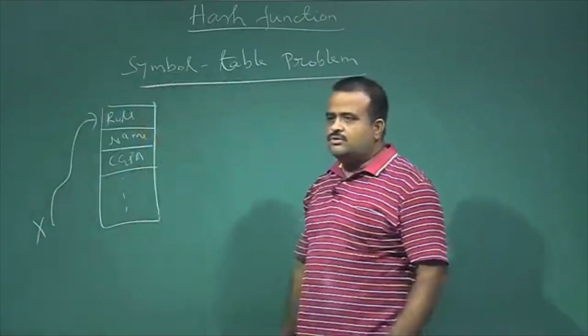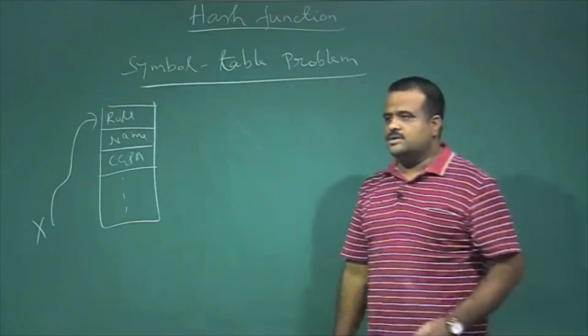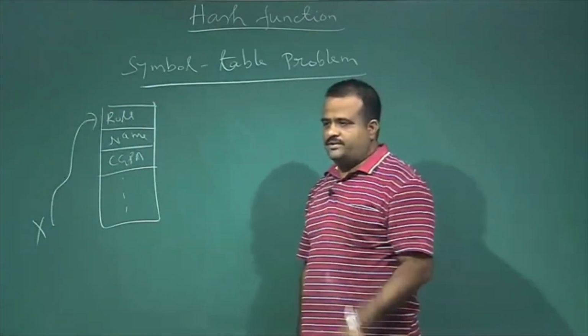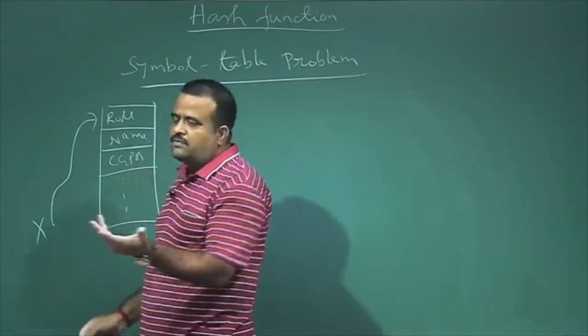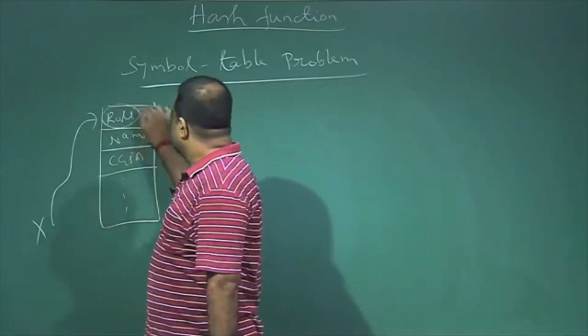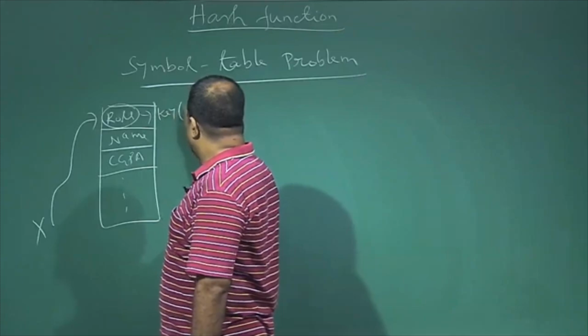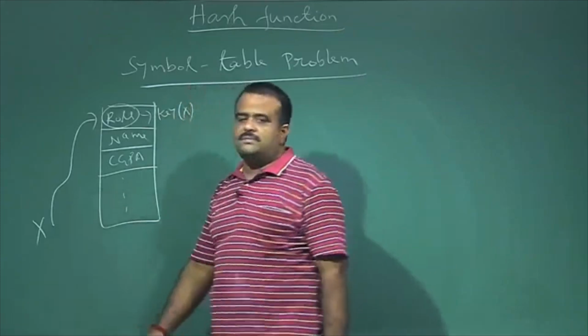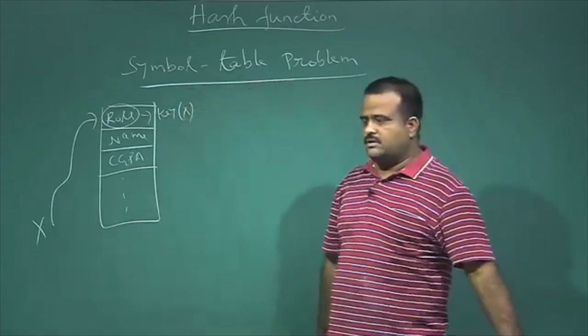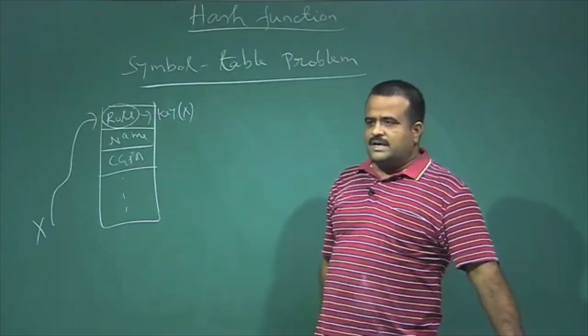Among these fields, we choose one field as a key. That should be unique to that record. For this purpose, roll number can be the key. So this is the key of X, because roll number is unique to each student. So among these fields, each is a key.